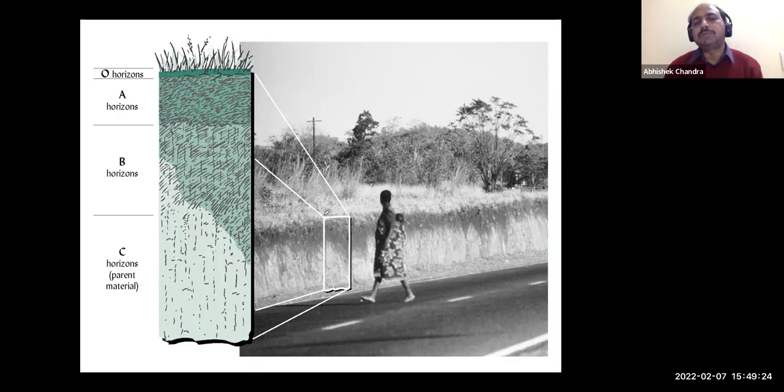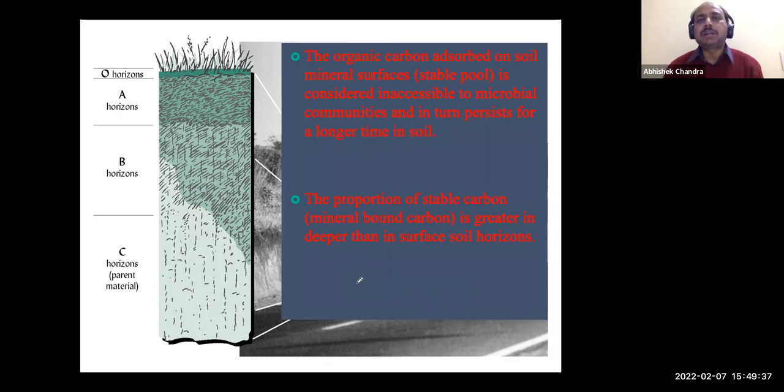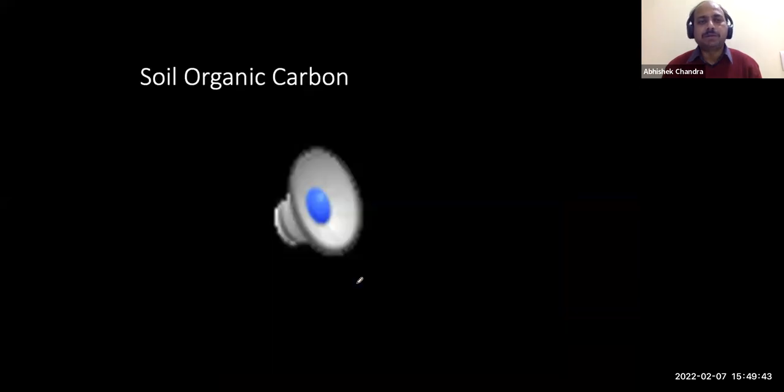You can see here, without digging up any surface, you cannot understand what this will be. So when you can see here, it will be the height of this. You can assume these things. So organic matter will reach the stable pool, then it will be useful for the mineral-bound component.